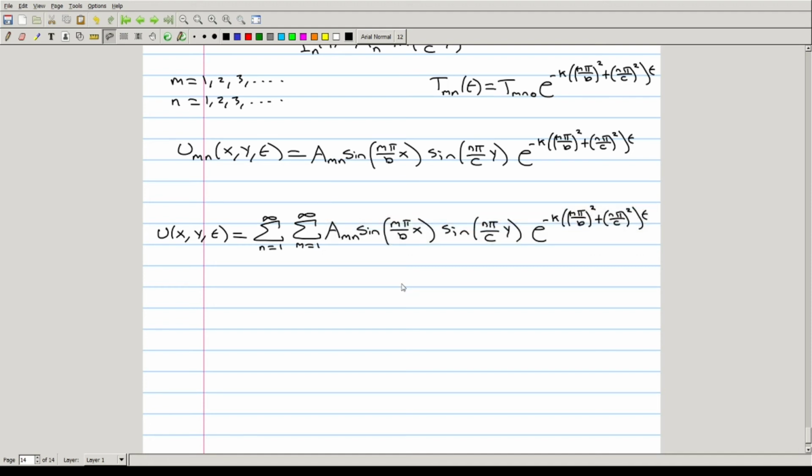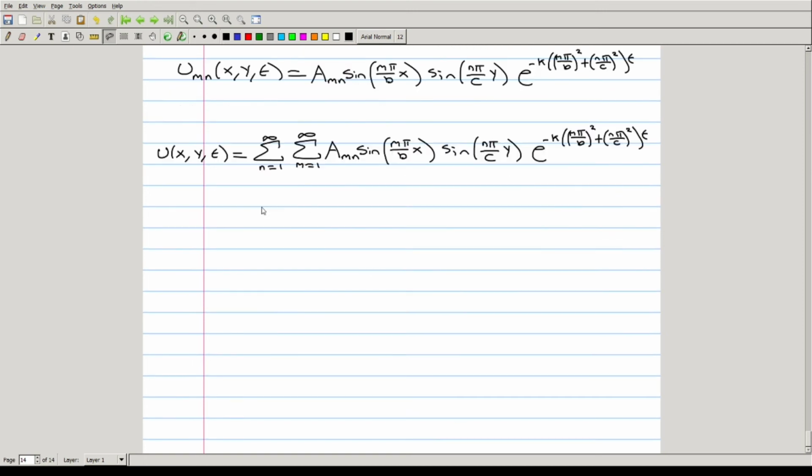And at first this might look a little bit daunting because we haven't really done Fourier series of double summations. However, the process for solving for the Fourier series coefficients is exactly the same. Not only that, but when we plug in our initial condition, we'll get a series that we can do the Fourier sine series process on. Let's go through and take a look at this.